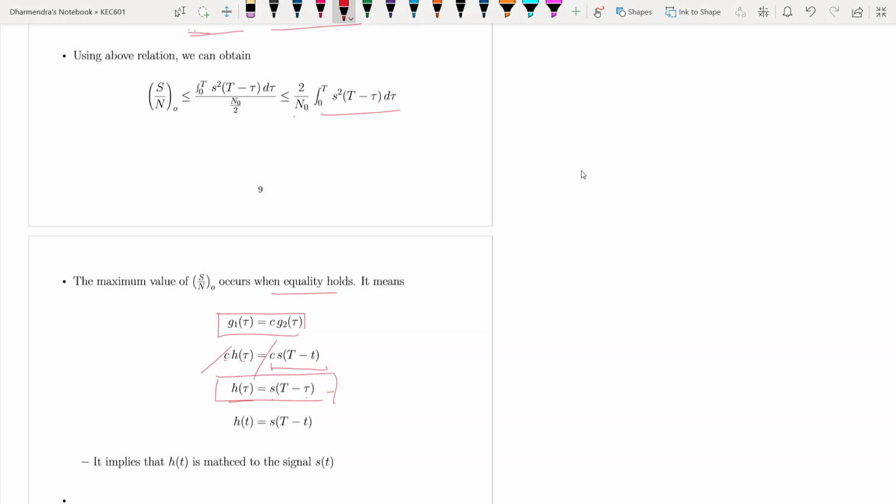Now change the independent variable. Replace tau by small t, so I can get this. It is implied that H of t is matched to the signal S of t.